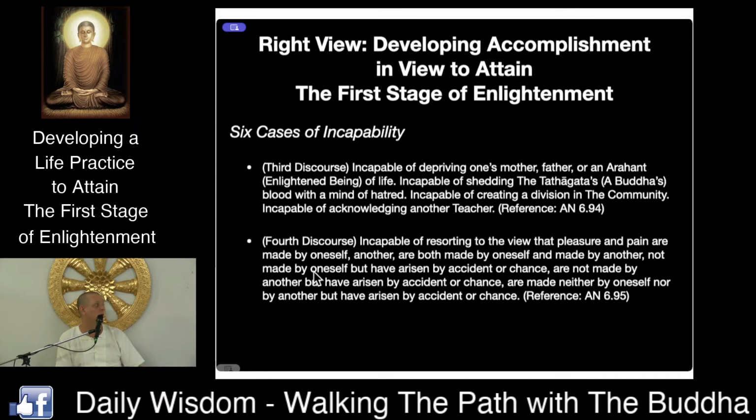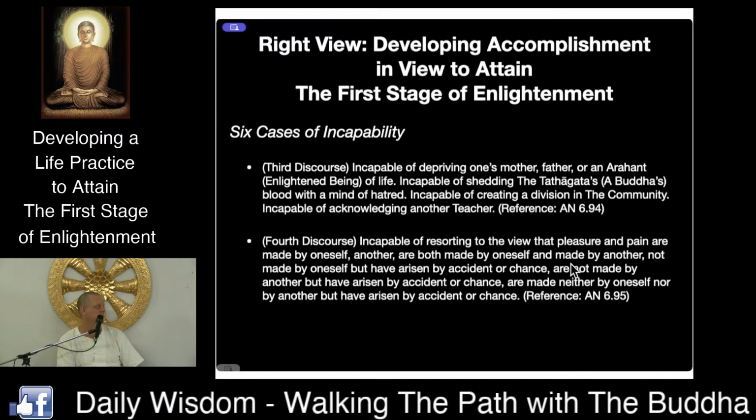Not made by oneself, but have arisen by accident or chance. You would know that sadness and anger and frustration and irritation and annoyance and guilt and shame and fear, all of this stuff, it's not being arisen by chance or by accident. It's from a certain cause, a certain condition, right? That there's a certain cause and condition that's arising these discontent feelings. It's craving, desire, attachment. You would have penetrated into that and seen that in order to get to accomplishment in view. Are not made by another, but have arisen by accident or chance, right?